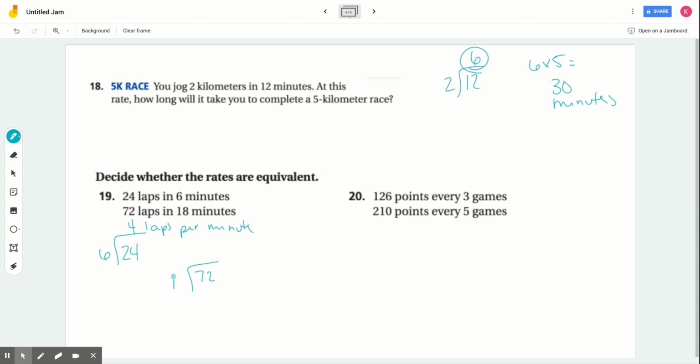72 divided by 18 is also 4. So we can say because these are both 4, these are equivalent. If we ended up with 2 different numbers, they would not be equivalent. Go ahead and try number 20 now. As you divided 126 by 3, you should have ended up with 42 points per game. 5 goes into 210 42 times. So again, since these numbers are the same, these would be equivalent rates.